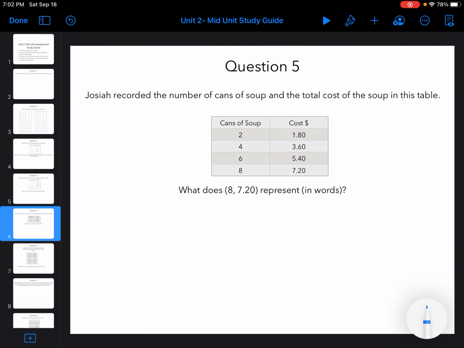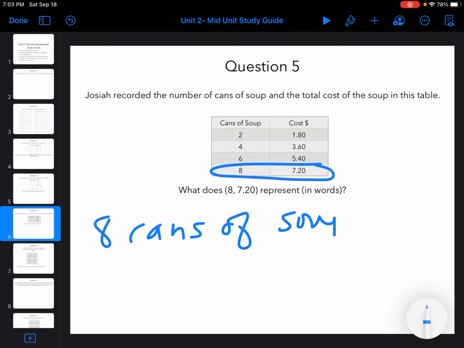All right, Josiah recorded the number of cans of soup and the total cost of the soup in this table. What does 8, 7.20 represent in words? So 8, 7.20. So that would be 8 cans of soup for $7.20.